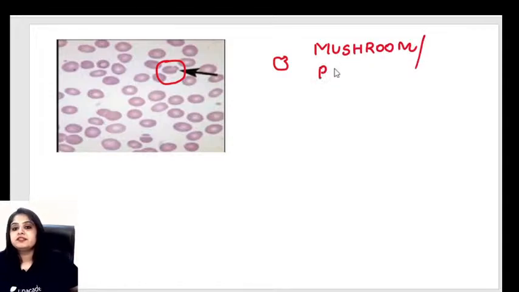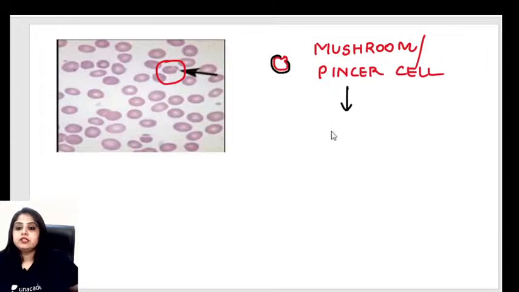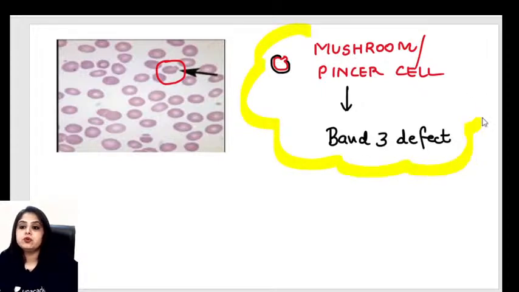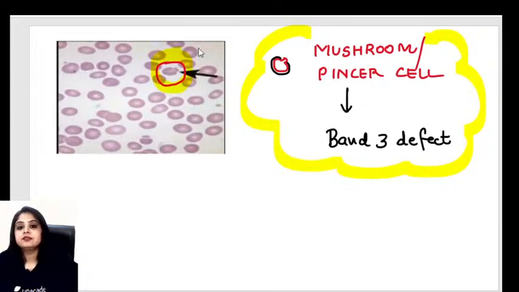This is also known as a pincer cell. Now that's something that could come as a future potential question. Yes, very good. This is a pincer cell. This is like you are seeing, it's in the shape of a mushroom. So you'll obviously ask me which disease are you going to see this in. So remember, in the membrane of the red blood cell, do we all know there is a protein called band 3? So please remember, if there is a band 3 defect, that is when I see a mushroom or a pincer cell. That could be one of the future potential questions. So have a look at this, mushroom shaped pincer cell, band 3 defect.